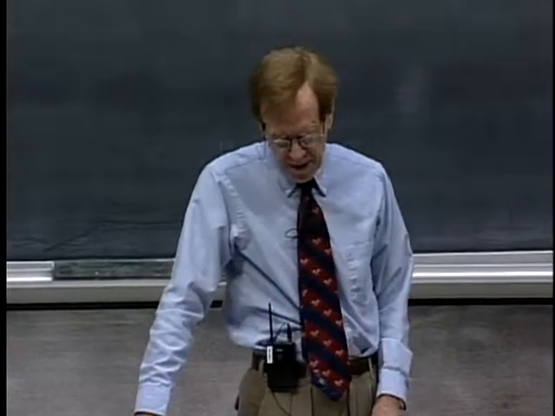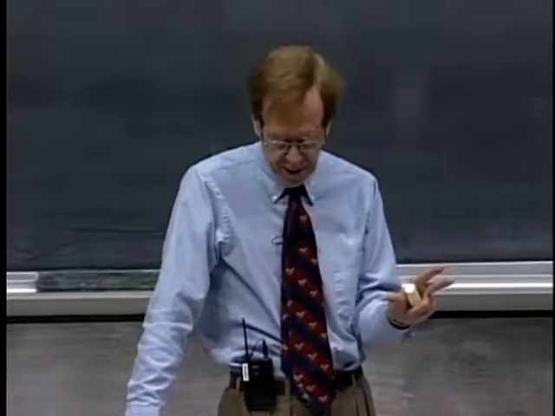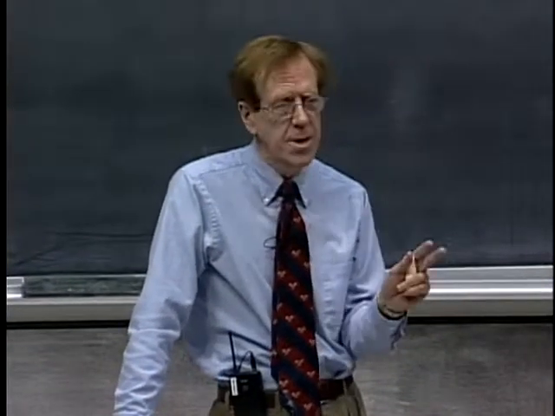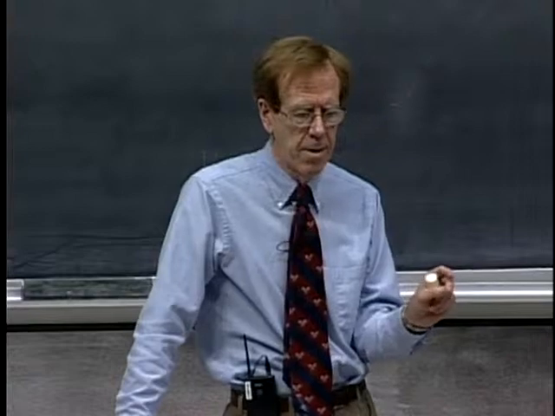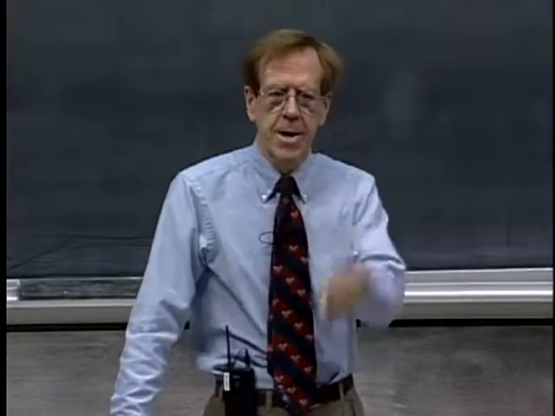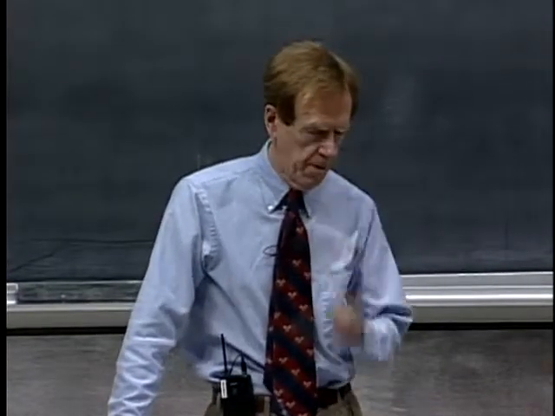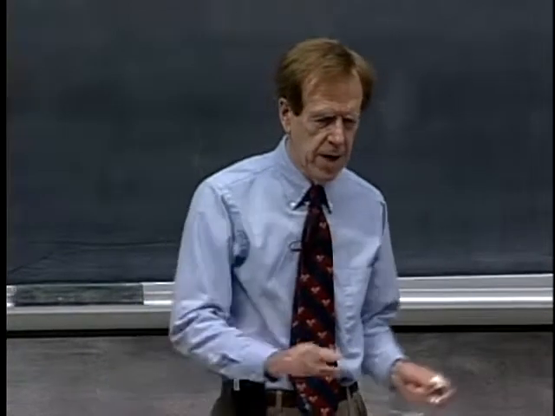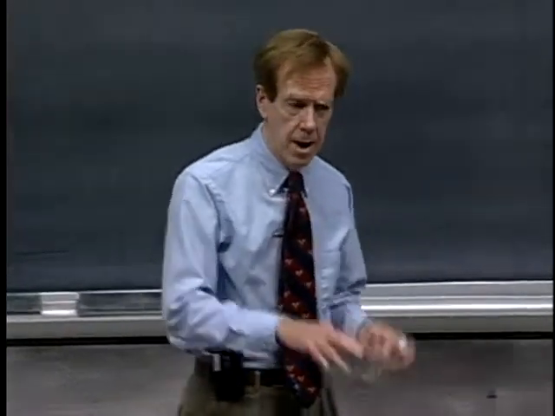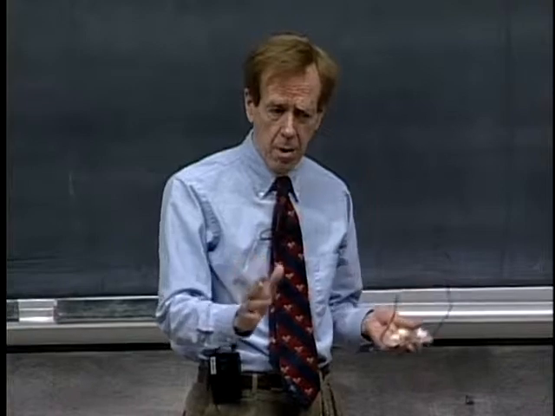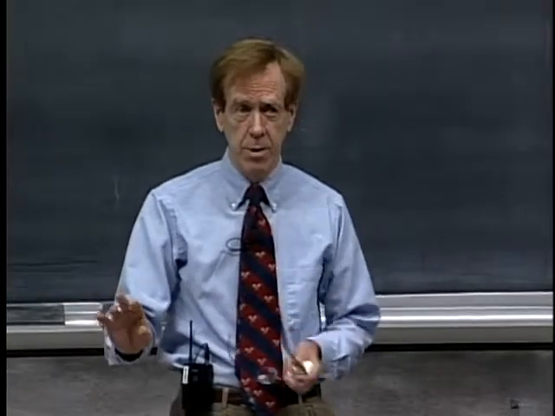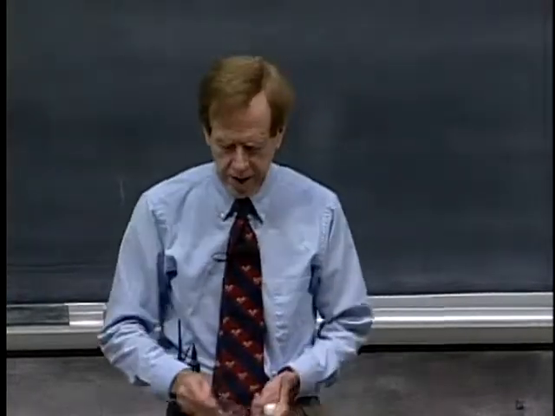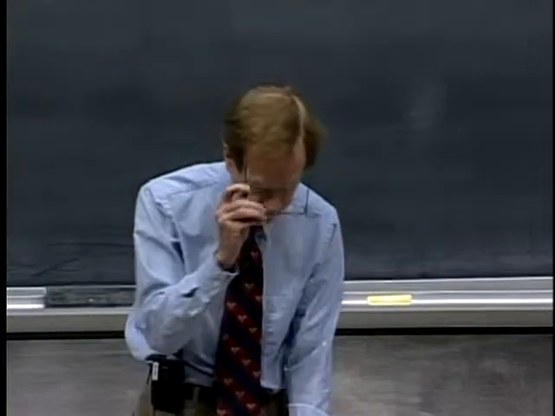Here's one. I have a square matrix. If its null space is just the 0 vector, what about the null space of A transpose? If the null space of A is just the 0 vector and the matrix is square, what do I know about the null space of A transpose? Also the 0 vector. Good. And that's a very, very important fact.